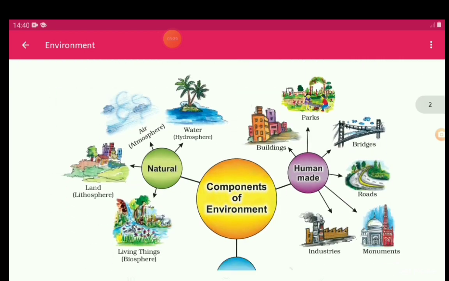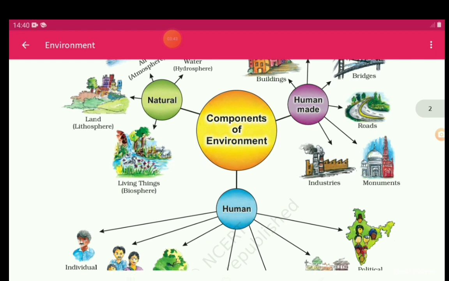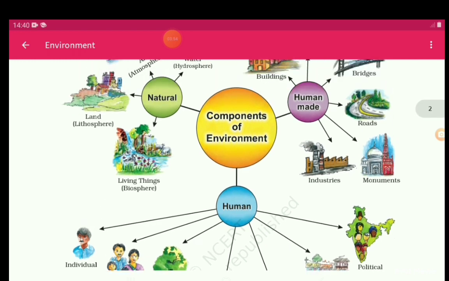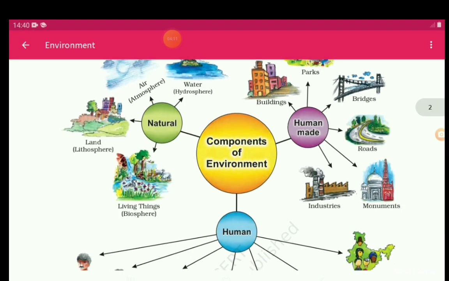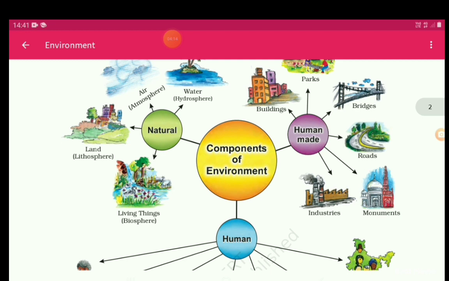Now let us see what are these three types. Components of environment is divided into three types: natural environment, human-made environment, human environment. In natural environment, we have hydrosphere, lithosphere, biosphere. Hydrosphere is nothing but oceans, seas. Lithosphere means land, and biosphere means it is a living thing.